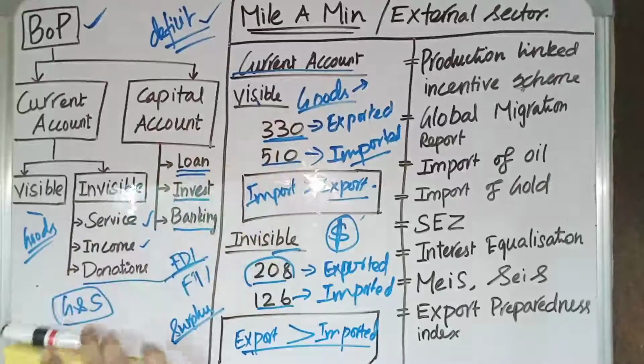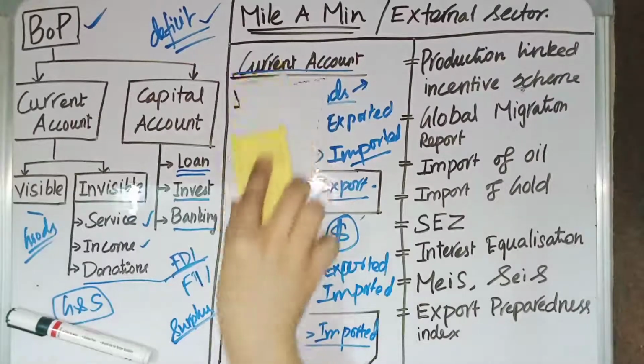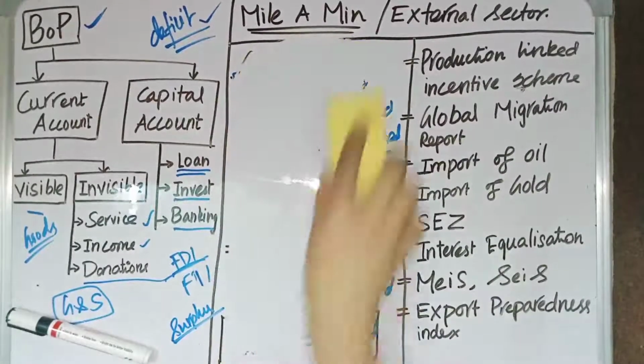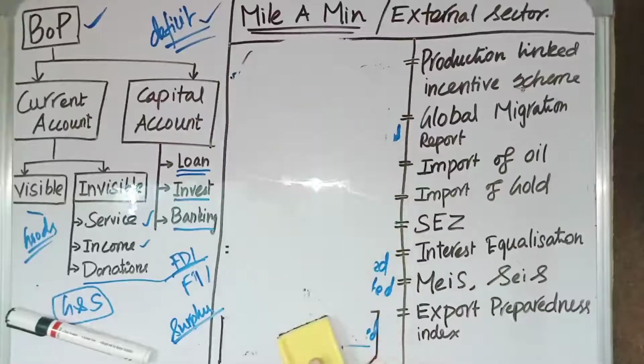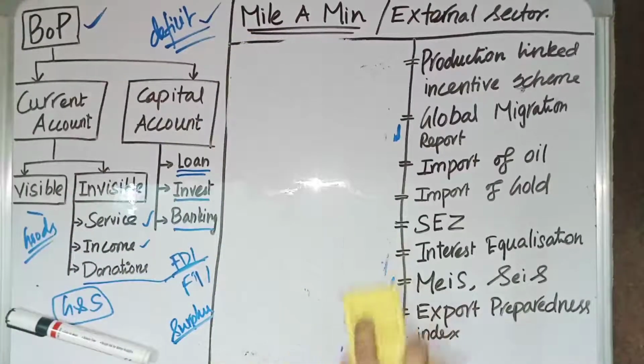So this is the first thing. We should calculate one thing called balance of trade. So balance of trade is nothing but the difference between the export as well as import. It gives the balance of trade.